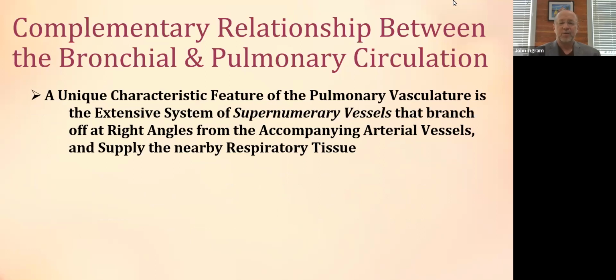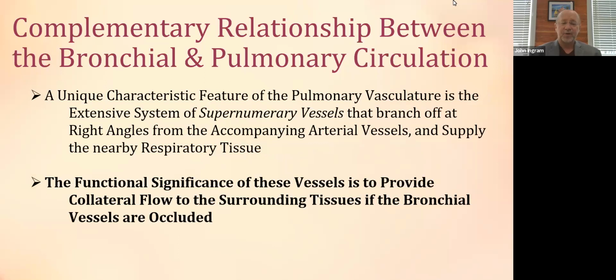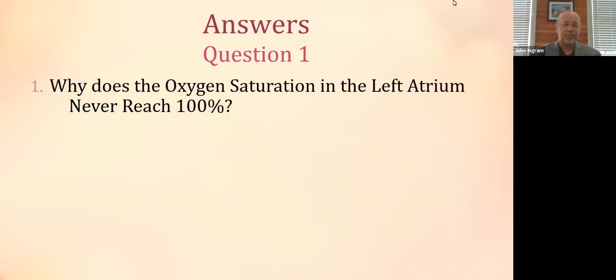A unique characteristic feature of the pulmonary vasculature, as I said before, is this extensive system of supernumerary vessels that branch off at right angles from the accompanying arterial vessels and supply the nearby respiratory tissue. The functional significance of these vessels is to provide collateral flow to the surrounding tissues if the bronchial vessels are ever occluded.